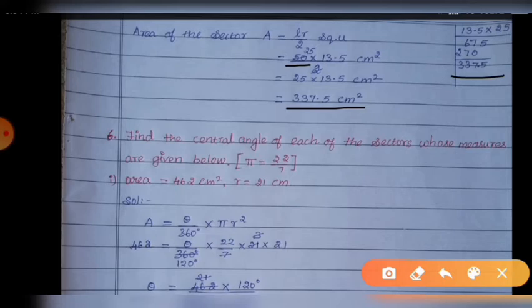Next, sixth sum. Find the central angle of each of the sectors whose measures are given below. Pi is equal to 22 by 7. First subdivision, area is given. That is area 462 centimeter square. R is equal to 21 centimeter. Using the area formula, A is equal to theta by 360 degree into pi r square. Here A is given already, 462 is equal to theta by 360. You have to find the central angle, that is theta.